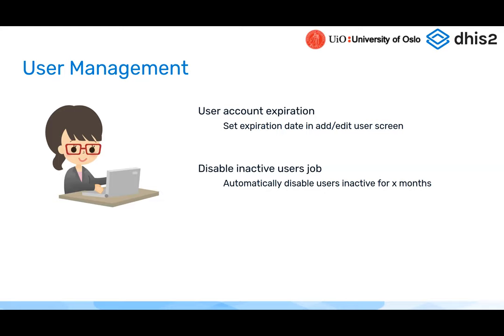We also have a new job in the scheduler application for automatically disabling users who haven't logged in for a certain number of months. This is good to comply with security policies. Sometimes you would like to say that people who haven't logged in for 3, 6, or 9 months should automatically be disabled in the system and require explicit enabling to get back in. This is good to avoid dead user accounts and accounts that remain in the system for a very long time.